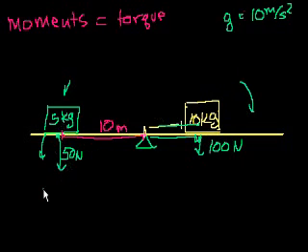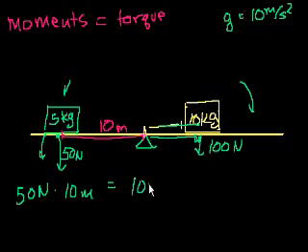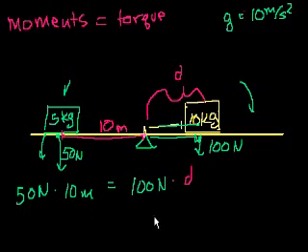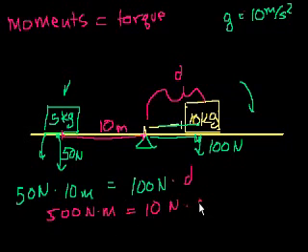So we could do it a couple of ways. We could say that 50 newtons times 10 meters, the moment in the counterclockwise direction, in order for this thing to not rotate, has to be equal to the moment in the clockwise direction. And the moment in the clockwise direction is equal to 100 newtons times some distance, let's call that d. And then we could just solve for d, right? 50 times 10 is 500, so 500 newton meters is equal to 100 newtons times d. Divide both sides by 100, you get 5 meters is equal to d. So d is equal to 5.